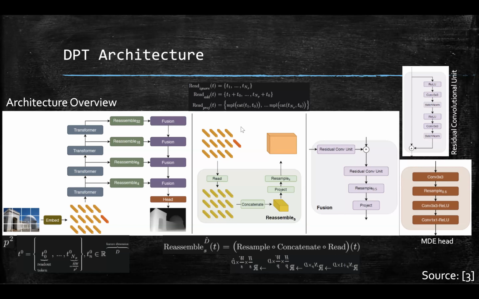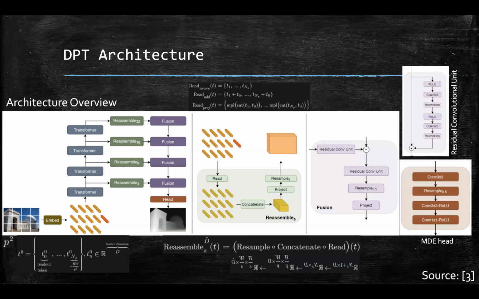Here at the center we have an overview of the reassemble block, or reassemble operation. Tokens are assembled into feature maps here. And then on the right we have fusion blocks, which combine features using a residual convolutional unit and upsample the feature map. You can see the residual convolutional unit here.